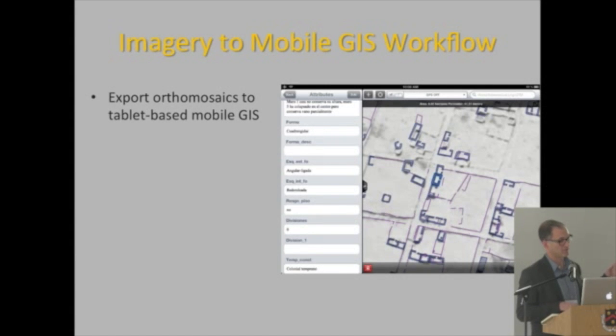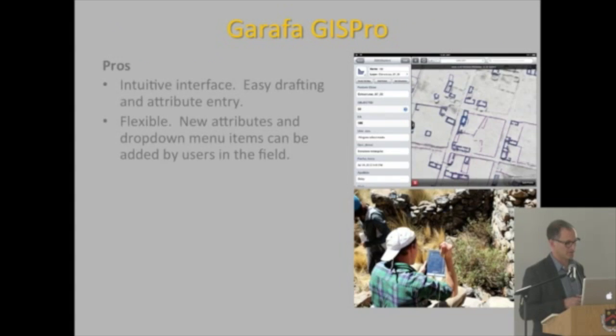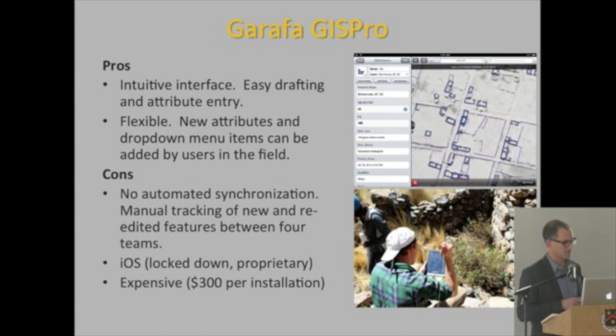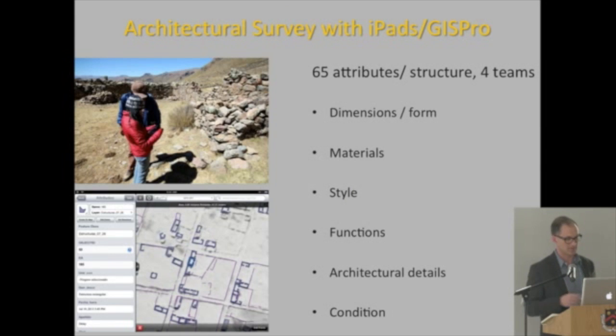What we did do in the field is register all these attributes. At this time we used GIS Pro, a commercial package that runs on iOS. Very easy to use, very low friction for non-technical people. Flexible, you can add new fields and so forth. But we had to manually sync all the data between the different teams. It's locked down within iOS, it's expensive, and there are lots of issues with it that way. But we were able to record 65 attributes on pretty much every building.